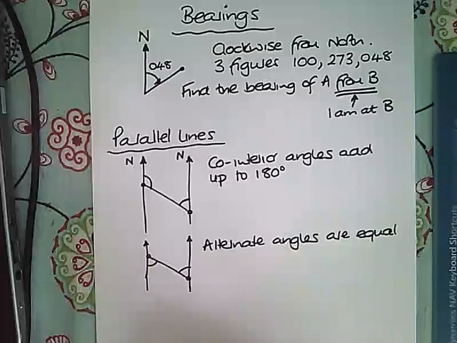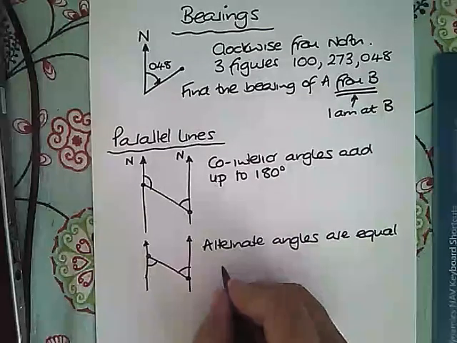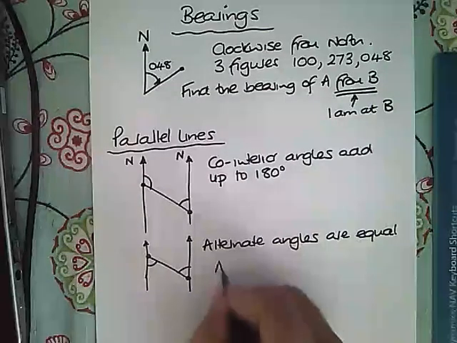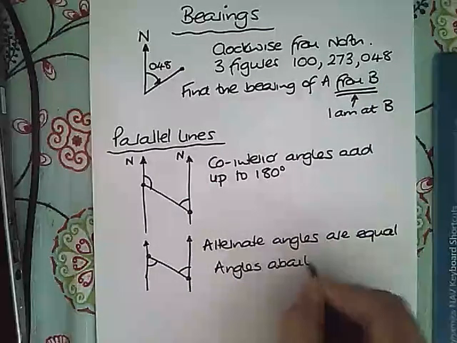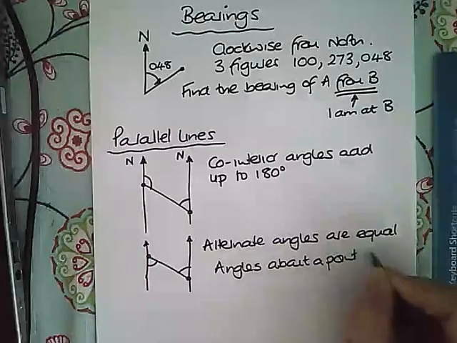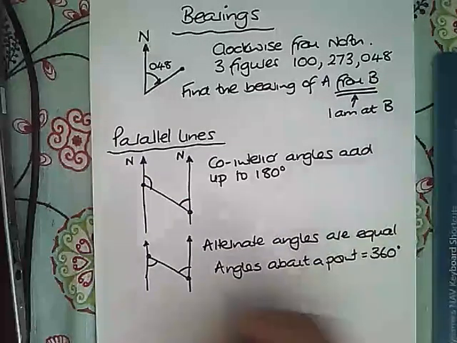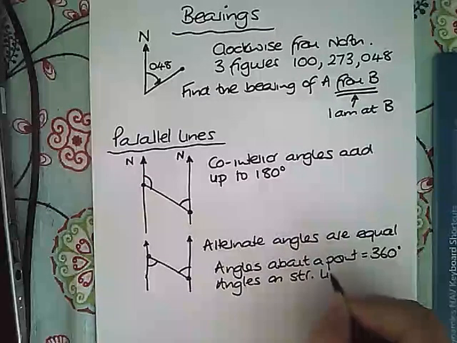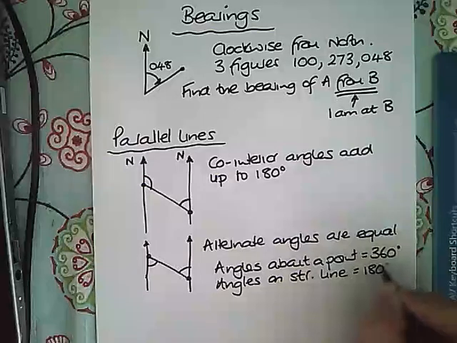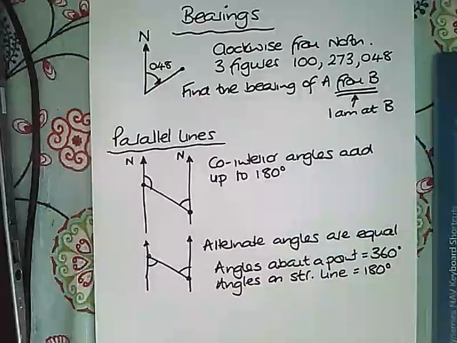We also need to use the angle fact that angles about a point equal 360 degrees. And also angles on a straight line add up to 180. So we need to use all of these, maybe not in the same question, but we need to be aware that we might need to use those particular facts to help us find out what a missing bearing is.